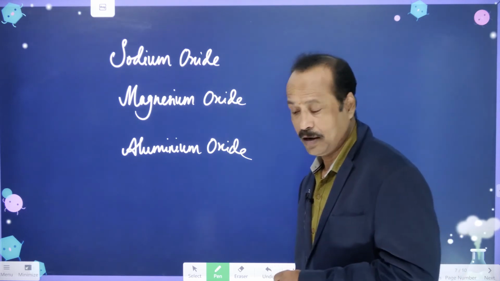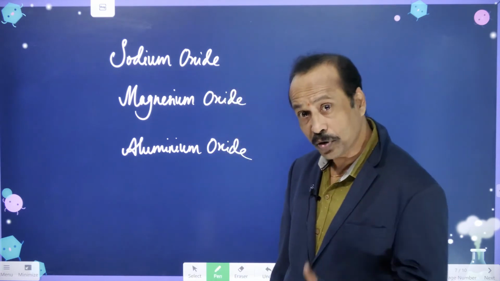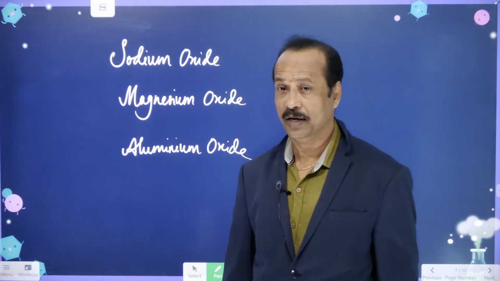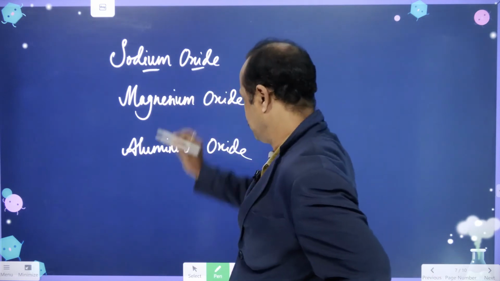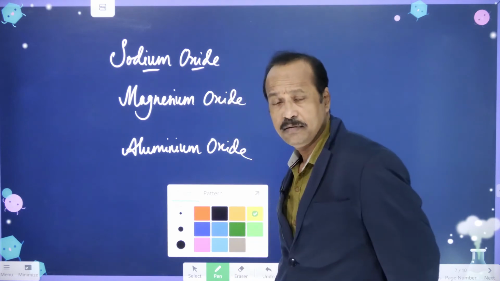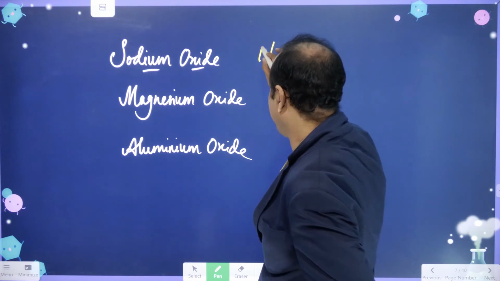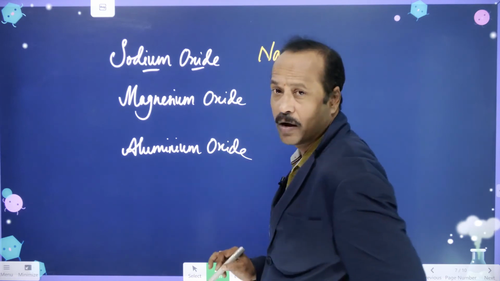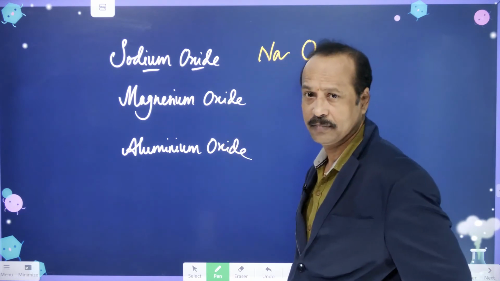To write the chemical formula, you should know how to write the formulas also, most important, right? For example, see here, sodium oxide. If you see the formula of sodium oxide, can you guess? See, the sodium symbol is Na, the oxygen symbol is O. Oxide means oxygen.